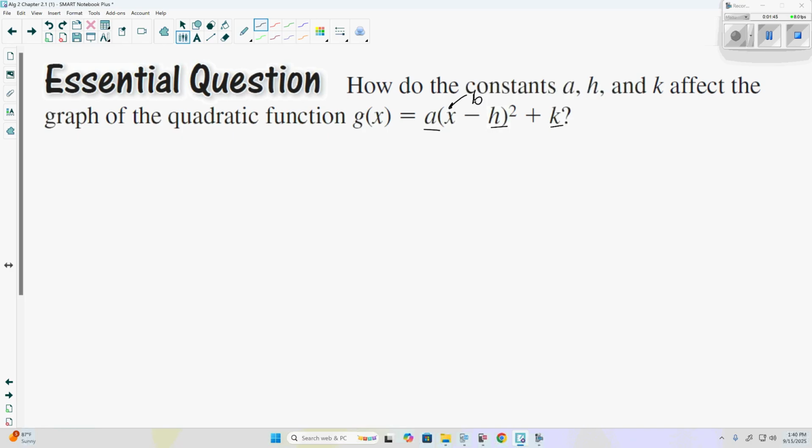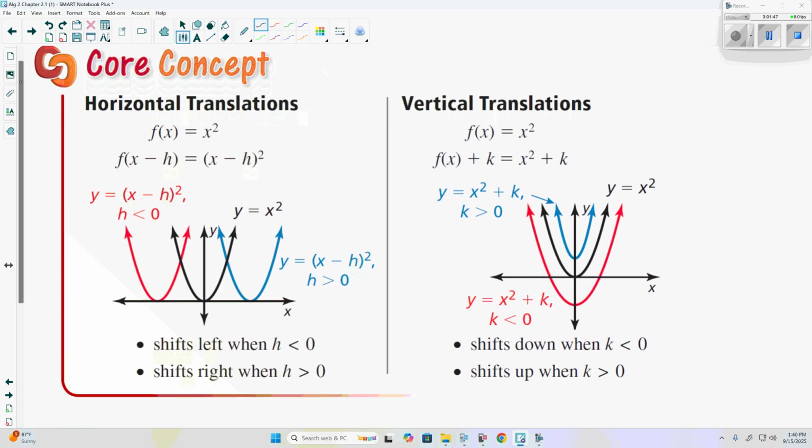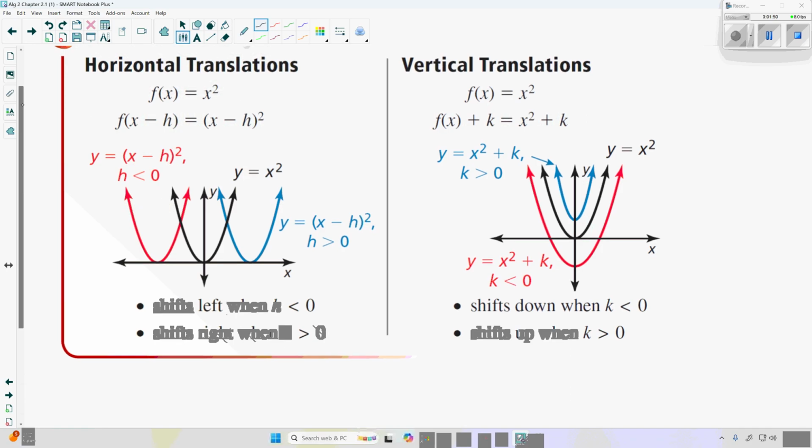The first two transformations that we're really going to look at are horizontal translation and vertical translation. Horizontal, we move to the left or right. If h is positive, we move to the right. If h is negative, we move to the left. And we talked about this before when we looked at the function. If we had x plus 3 inside the parentheses, opposite of what we think, it's going to move to the left. x minus 3, opposite of what we think, is going to move to the right.